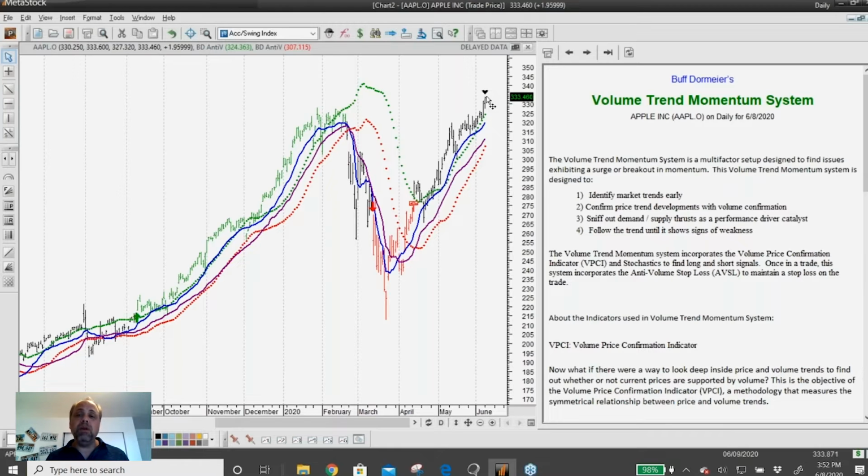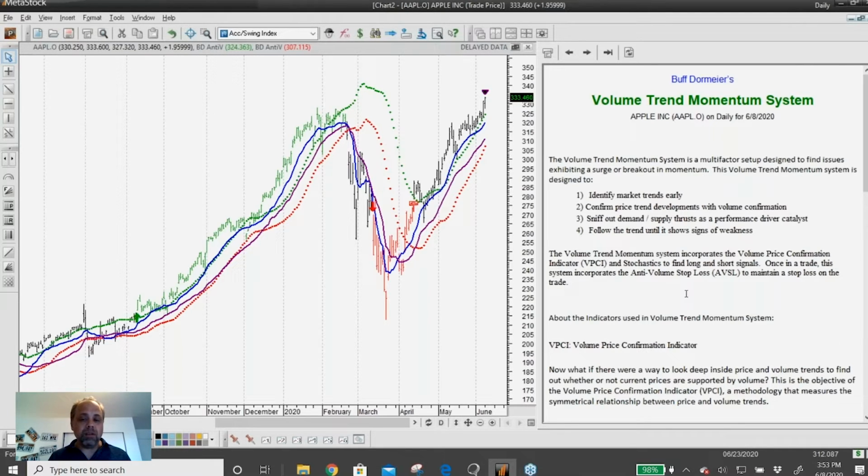With this last particular day in Apple, it hasn't signaled a trade, so it's just going to give you some generic information about the system and how it works. What it says here is the volume trend momentum system is a multi-factored setup designed to find issues exhibiting a surge or breakout in momentum. It's looking to identify market trends early, convert price trends, sniff out demand, and follow the trend.